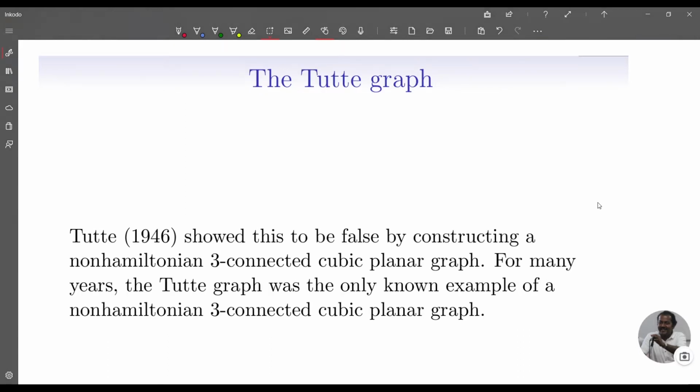Tutte in 1946 showed this to be false by constructing a non-Hamiltonian three-connected cubic planar graph. For many years, the Tutte graph was the only known example of a non-Hamiltonian three-connected cubic planar graph. So the following graph is the Tutte graph.